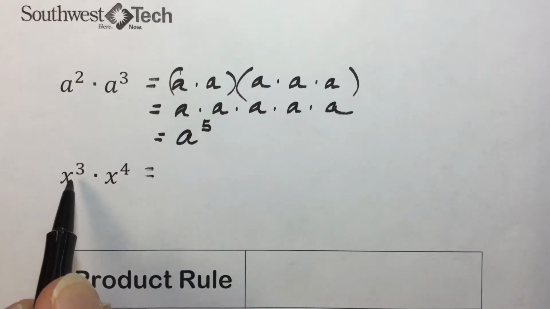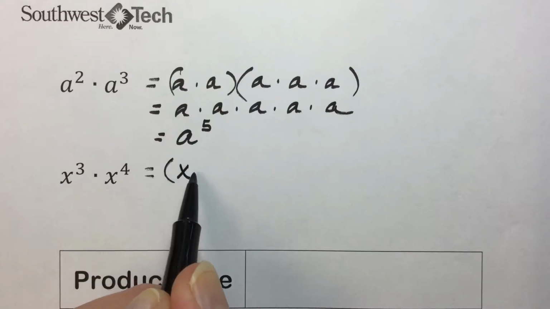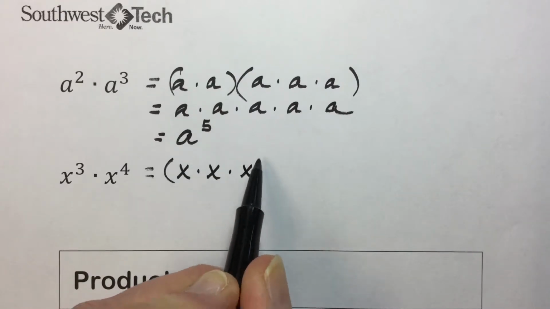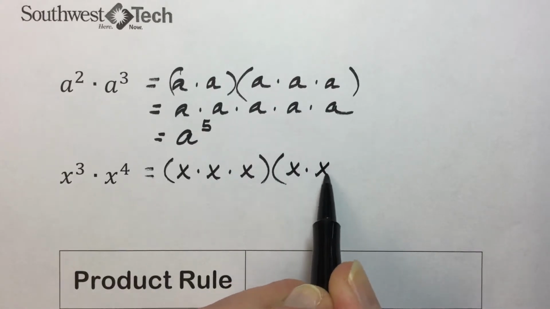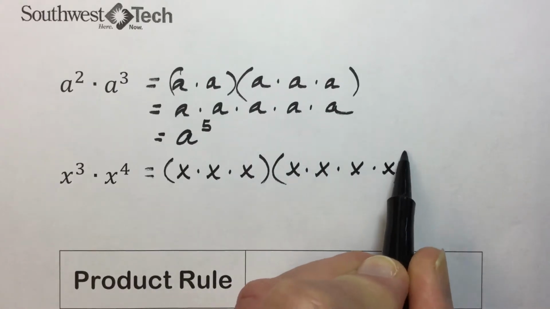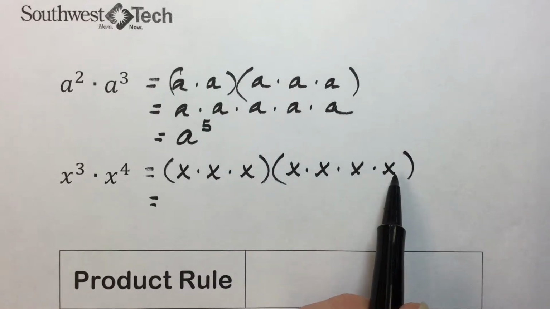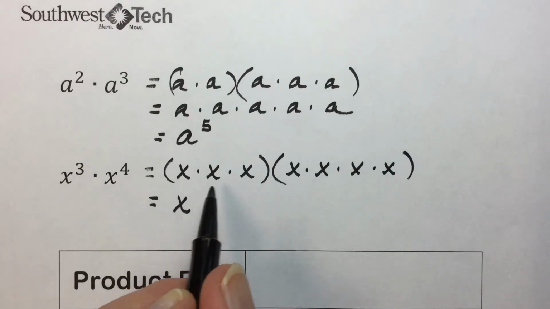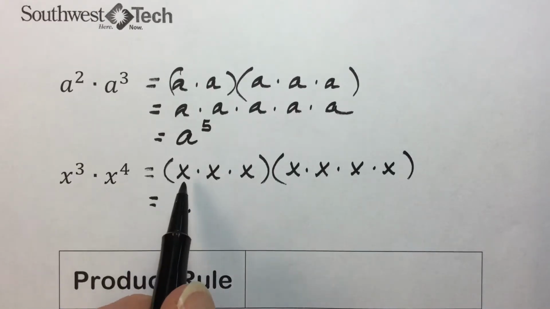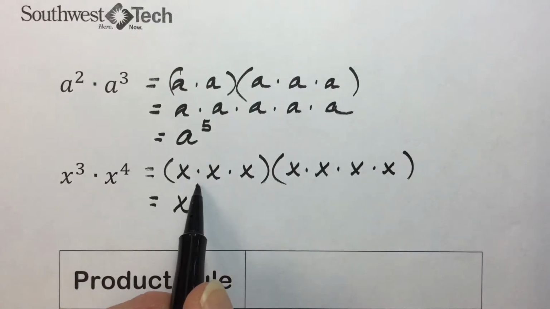Let's do the same with this next one. X to the third, in expanded notation, is x times x times x. X to the fourth is 4 x's multiplied together. And similarly, since it's all multiplication, we can put it in exponential notation with that common base of x to the exponential power of 7.